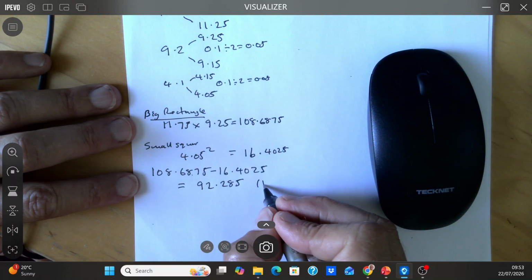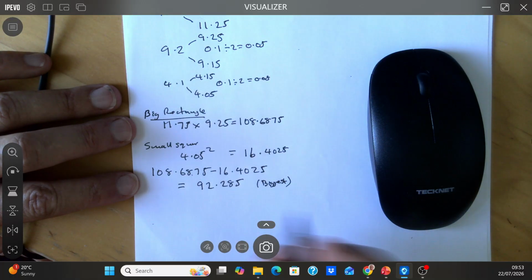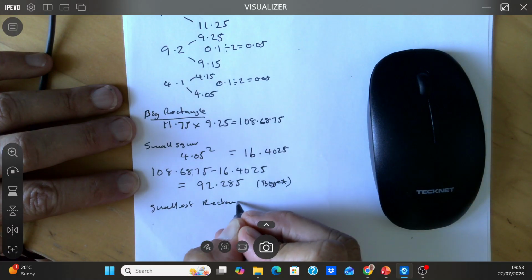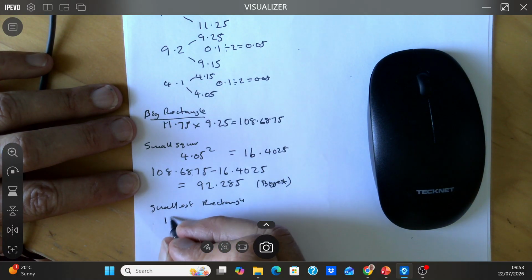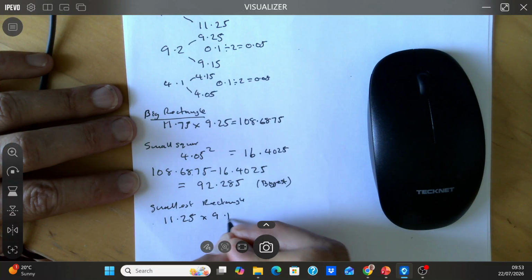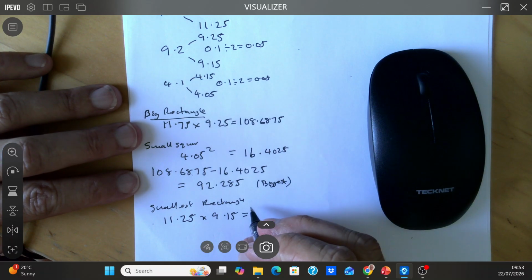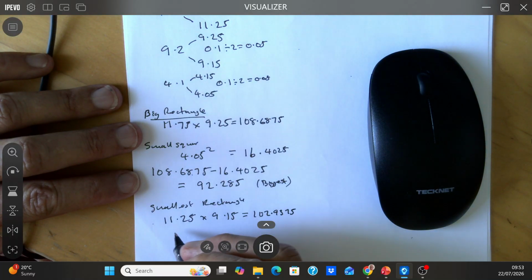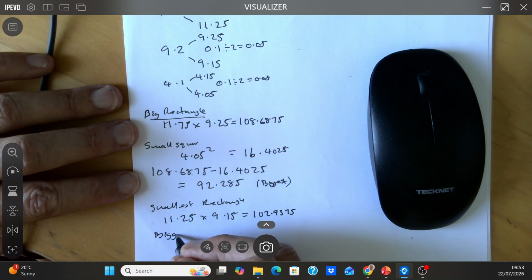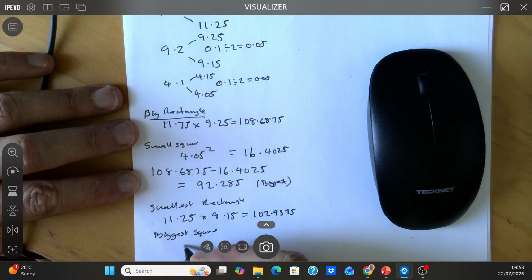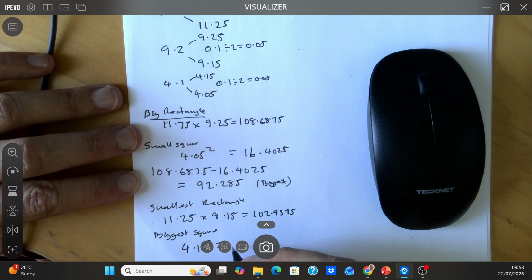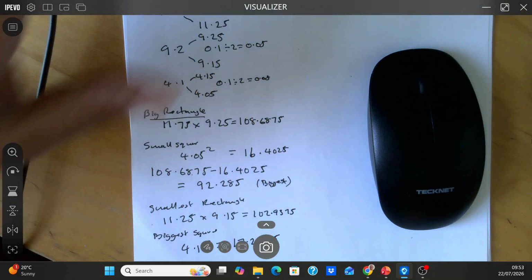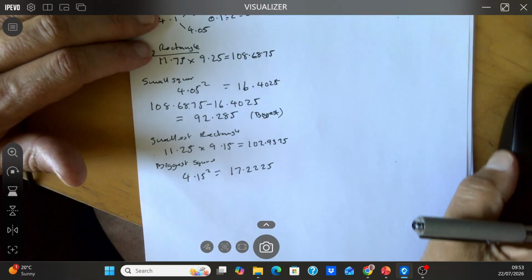So now we need to work out the lowest. So you need the smallest rectangle, which is going to be the minimum, which is 11.25 by 9.15. Write the calculation down, put it on our calculator. It gives me 102.9375. We want the biggest square. So that's 4.15 squared. Do that on my calculator, and that gives me 17.2225. Moving down the page, it's a lot of working on this question.